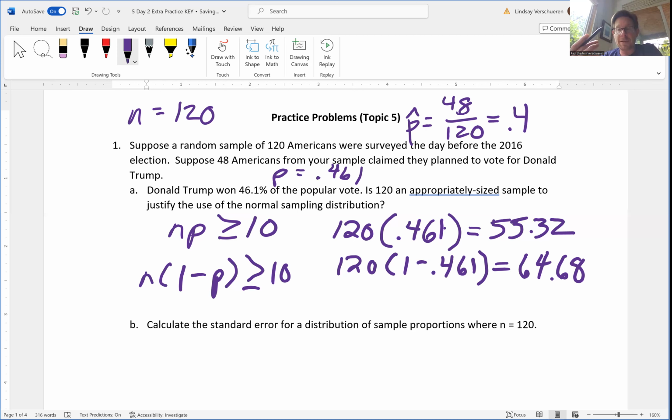And we know that it was a random sample, so that's good too. You may have noticed that these two numbers add up to 120. That makes sense because you either plan to vote for Donald Trump or you don't plan to vote for Donald Trump. There's no in between. You will or you won't. So this should add up to the full sample. And okay, we're good to go on that.